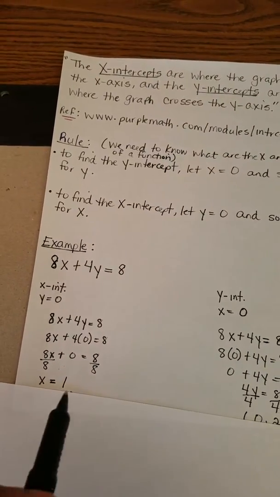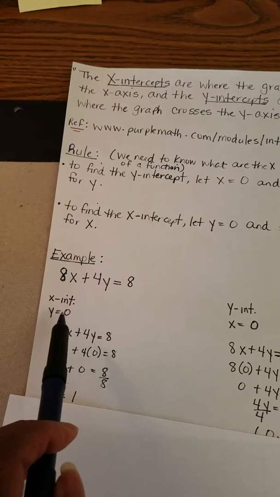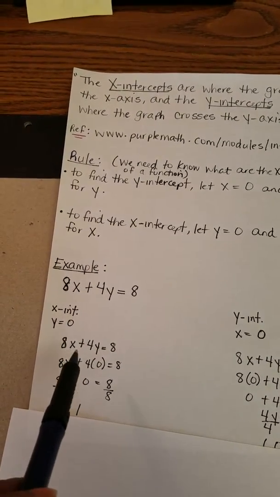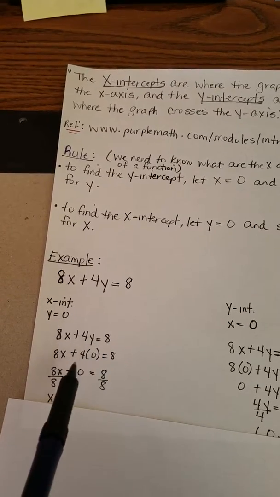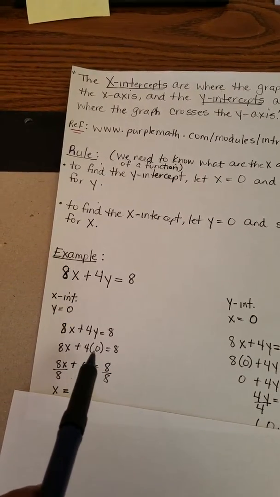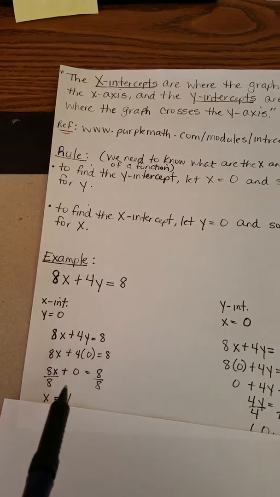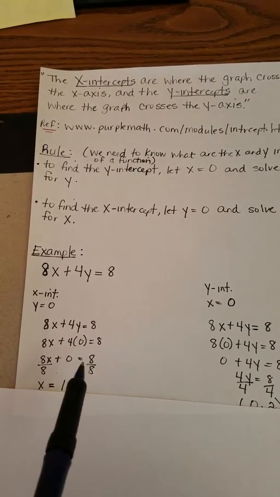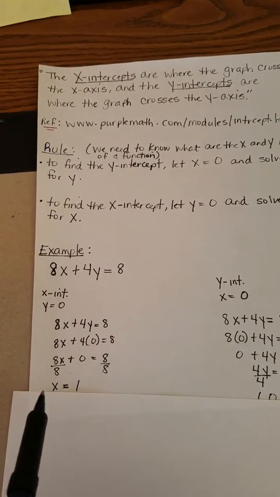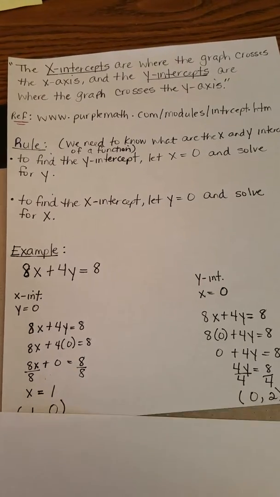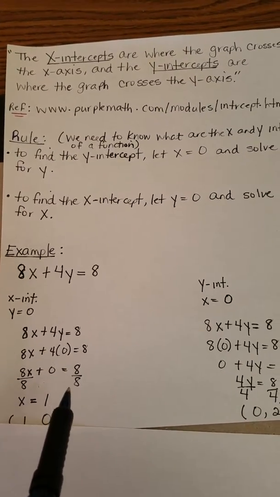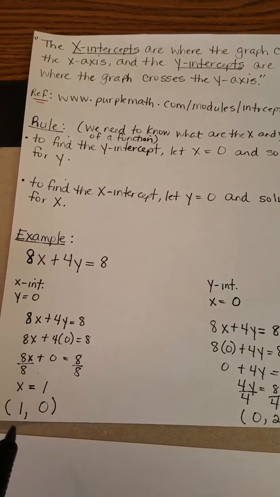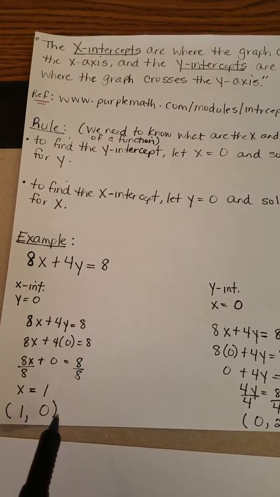So for the x-intercept, we plug in 0 in the place of y. So we have 8x plus 4 times 0 equals 8. We want to get 8x by itself, so we divide both sides by 8, and 8 divided by 8 gives us 1. So x is 1. The coordinates are x is 1 and y is 0.